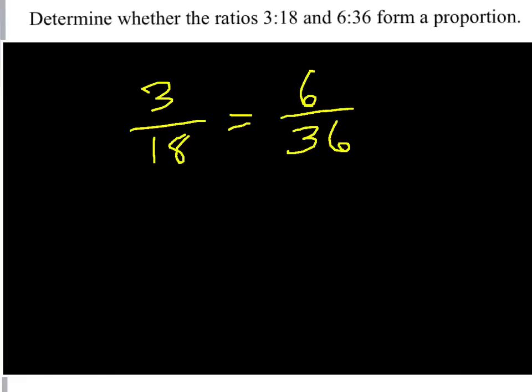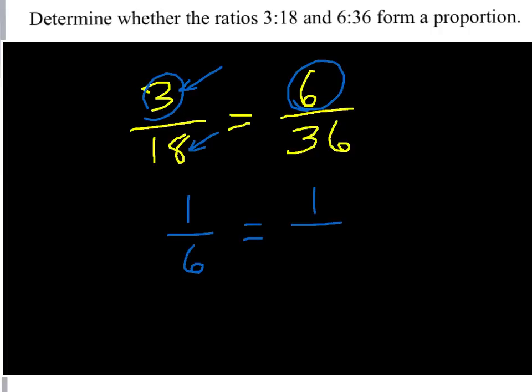So when I reduce 3/18, I'm going to get 1/6, because 3 and 18 have common factors of 3. So 3 divided by 3 is 1, and 18 divided by 3 is 6. On the other side, 6 and 36 have common factors of 6. So 6 divided by 6 would be 1, and 36 divided by 6 would be 6.